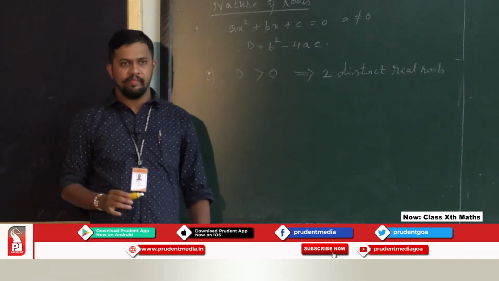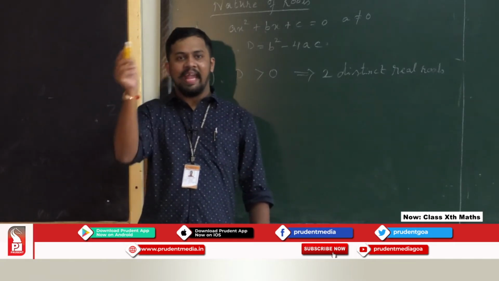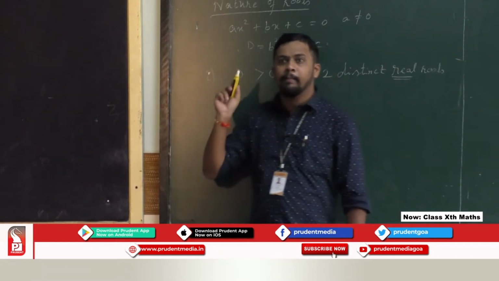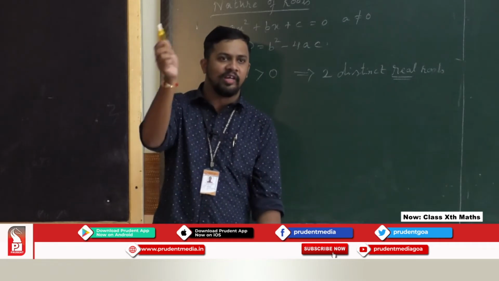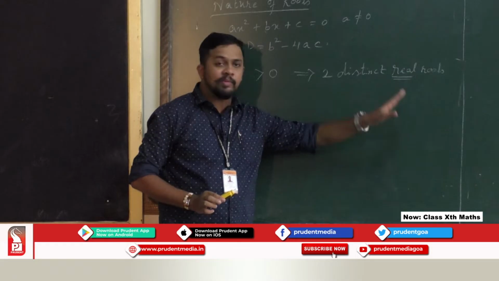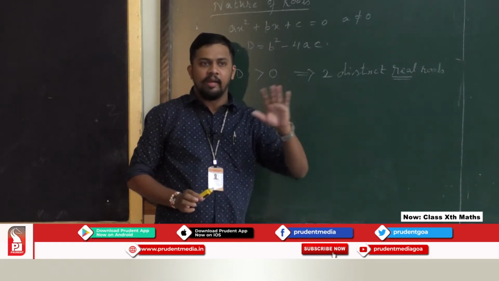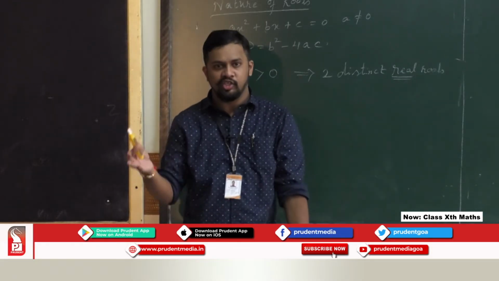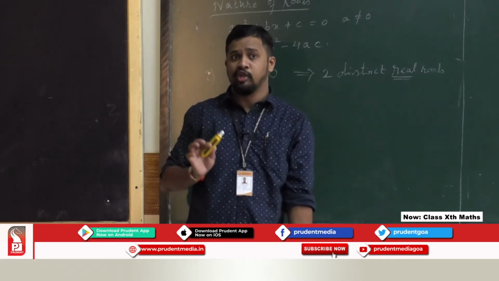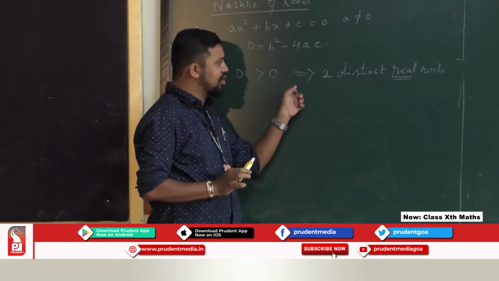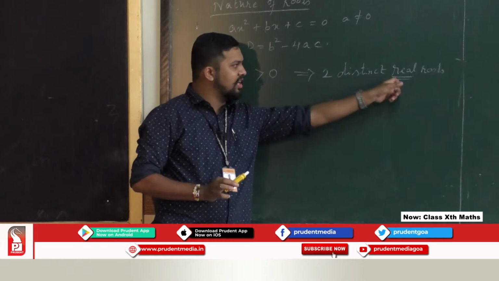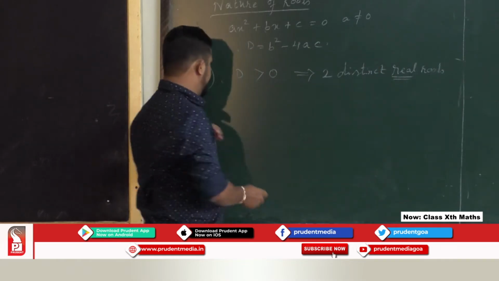Distinct means different. When I say the word real, you have heard of real numbers, which include both rational as well as irrational numbers. So when I say real roots, my roots can be rational, or they can be irrational. Today I will take one example which will show you irrational roots also. So if D is greater than 0, there are 2 distinct, different real roots, that is, rational or irrational.